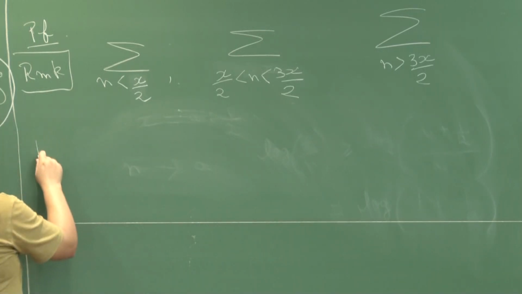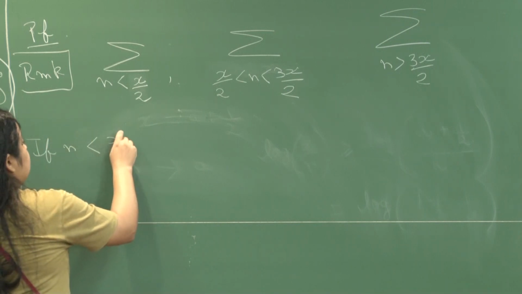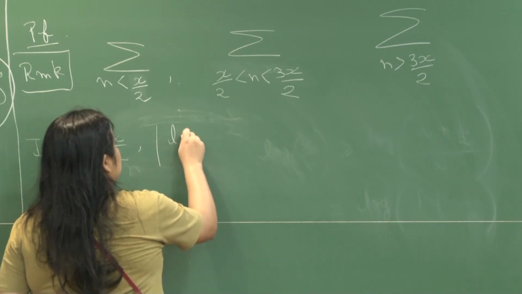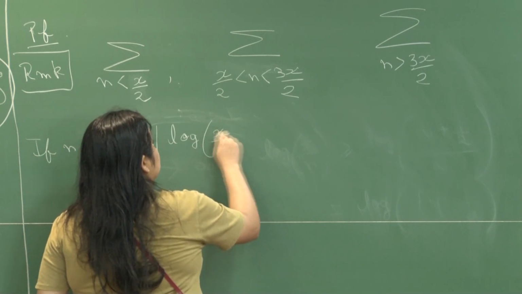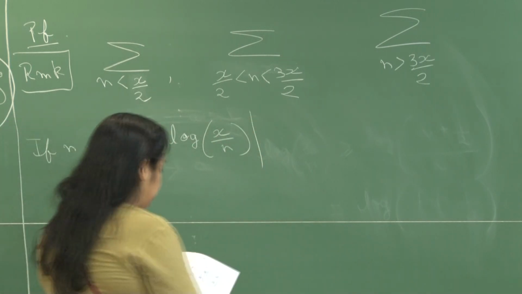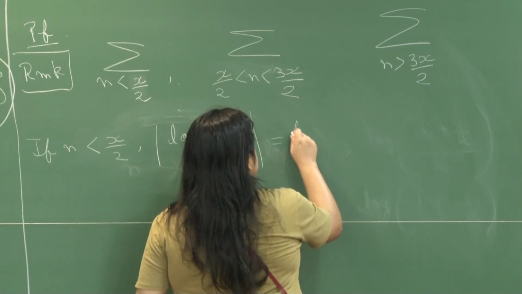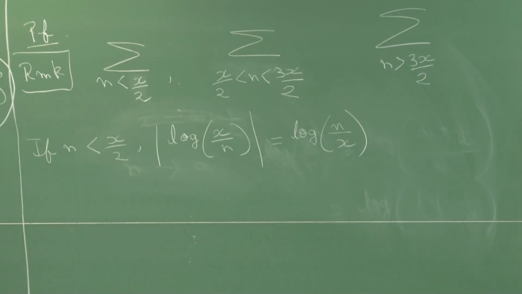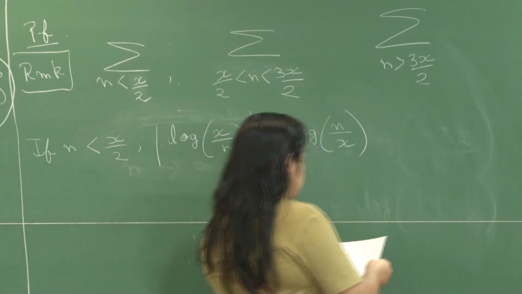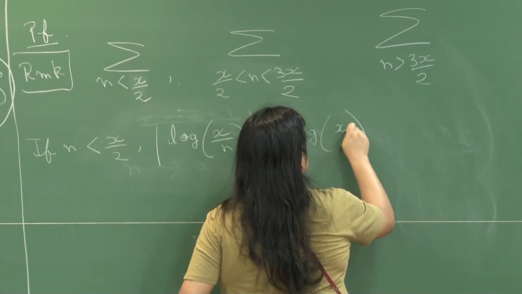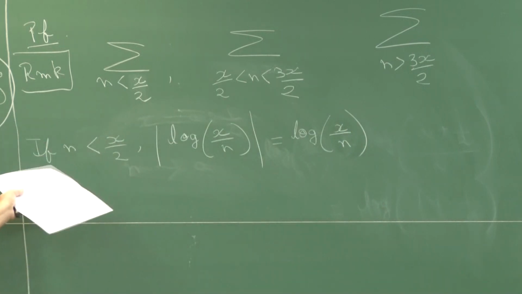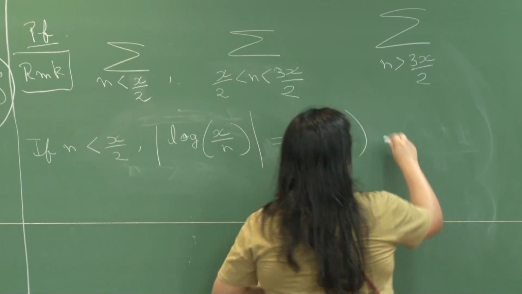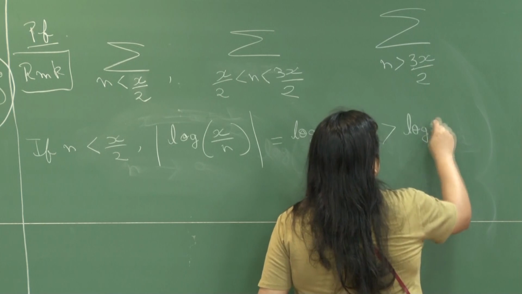So, notice, if n is less than x by 2, then what do you know? You see that the absolute value of log of x by n is equal to log of x over n, since x is strictly greater than n. You are taking n to be much lesser than x, in fact less than x over 2. So log of x by n is greater than log 2.